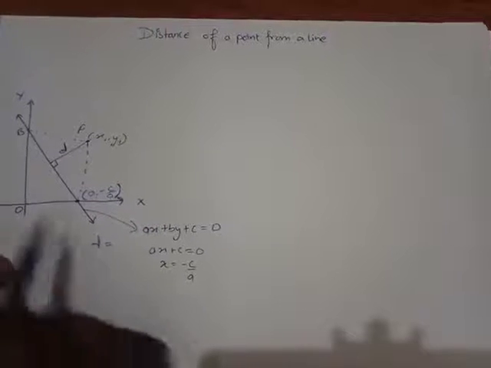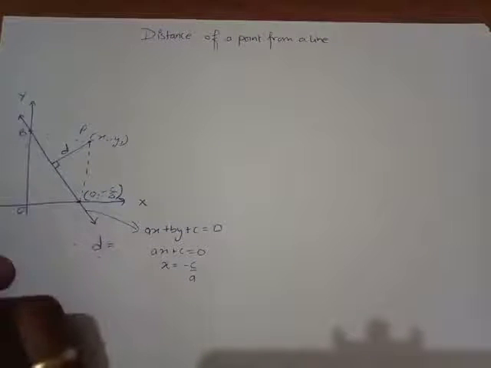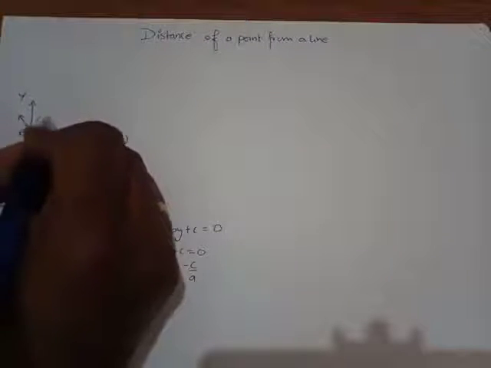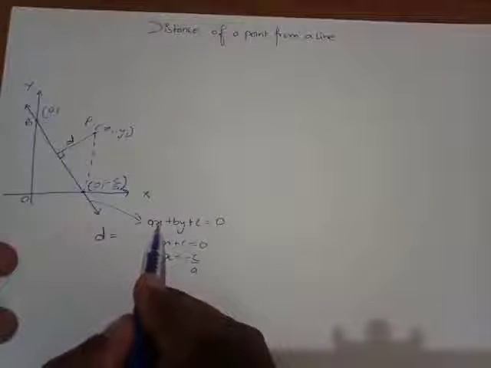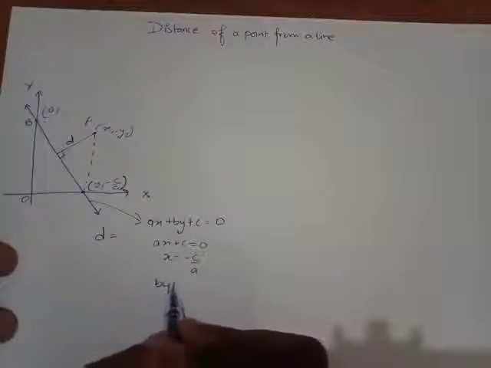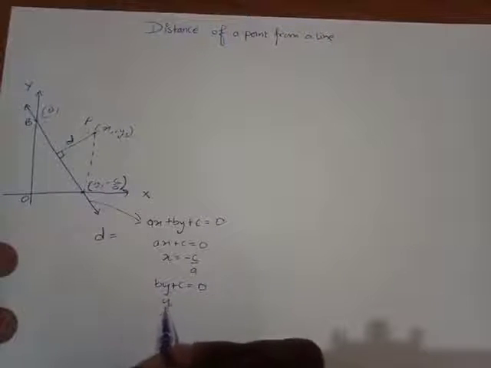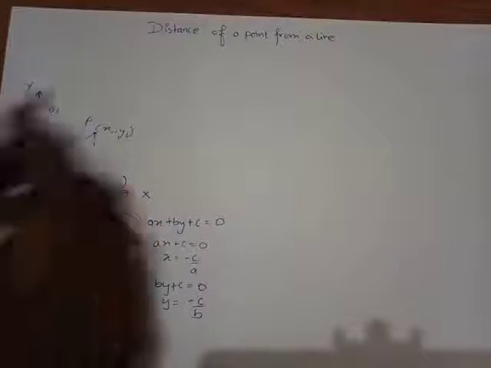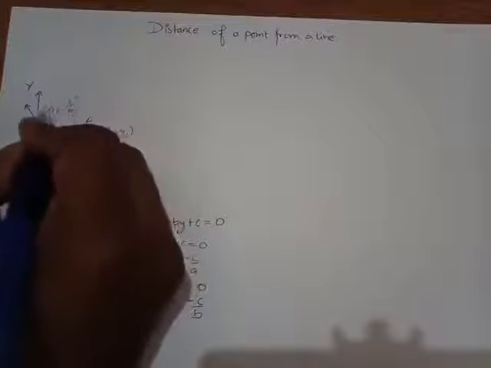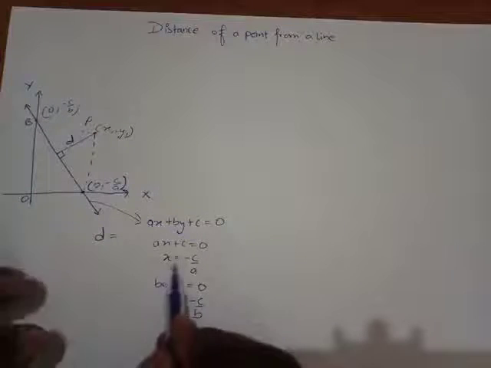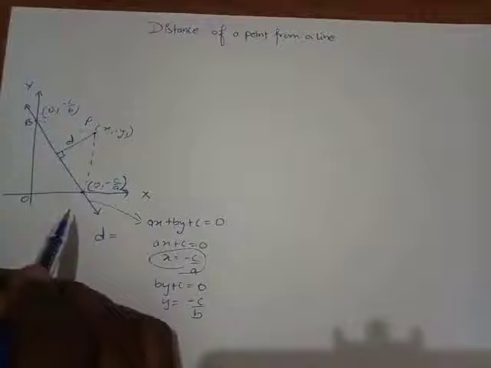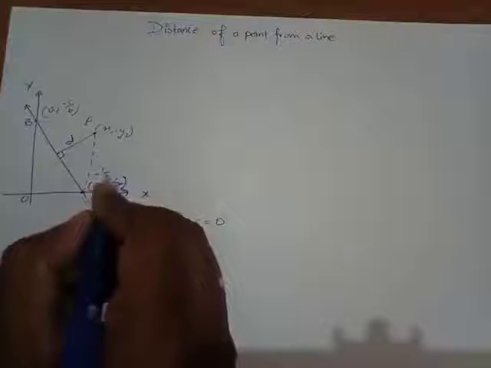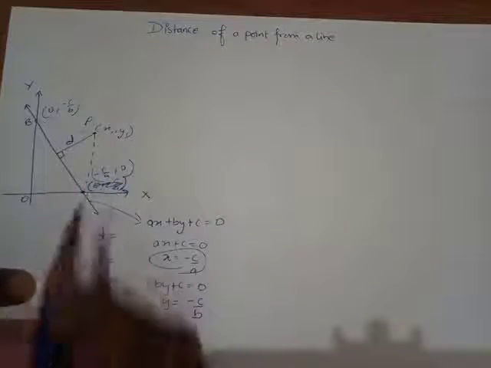How did the coordinates come? Now I'll find the coordinates of this other point also. Here x is 0, so I'll write x is 0. If I take x as 0, what is left with me? by plus c equals 0. So y is equal to minus c over b. So the coordinates are 0 comma minus c over b. I got the coordinates of this one also. Sorry, over here x was minus c upon a comma 0, since y is 0 in this. So these are the coordinates of this point.